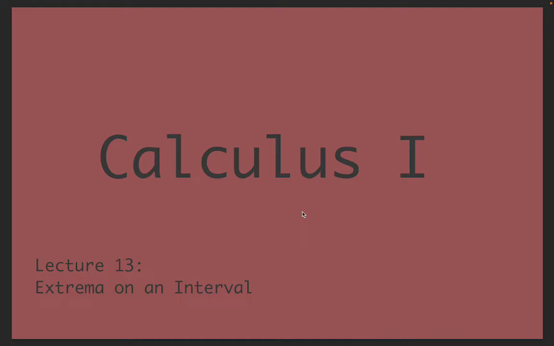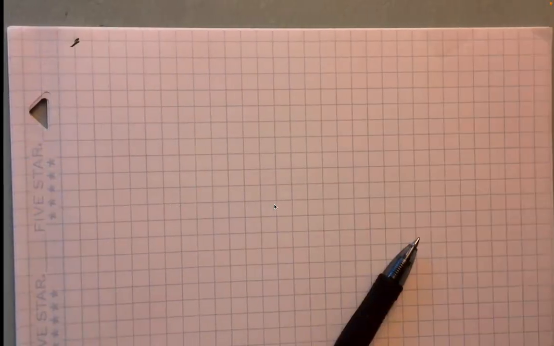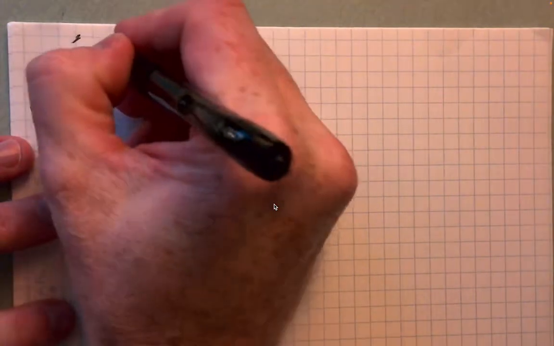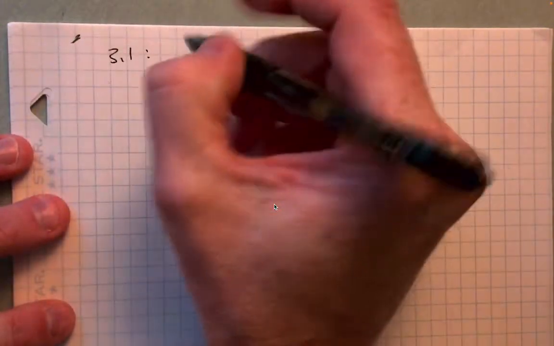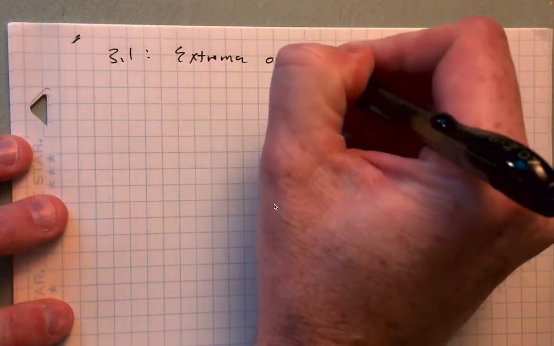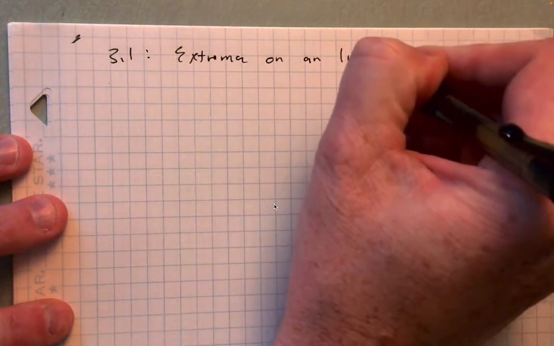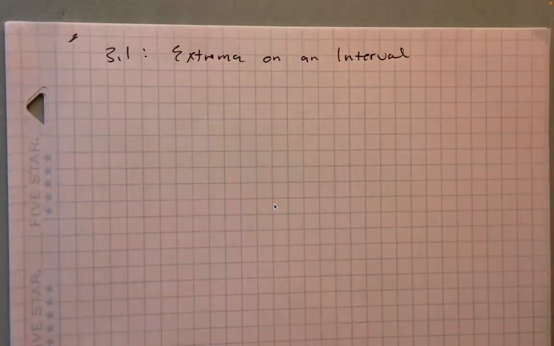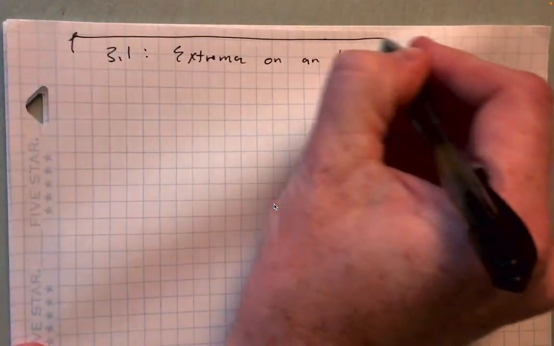And in this course we're going to continue with our applications of derivatives by looking at how derivatives can be used to find extreme values on intervals. Okay, so let's call this section 3.1 and we'll call it Extrema on an interval. Okay, so extrema on an interval.